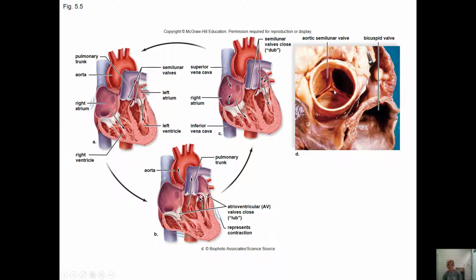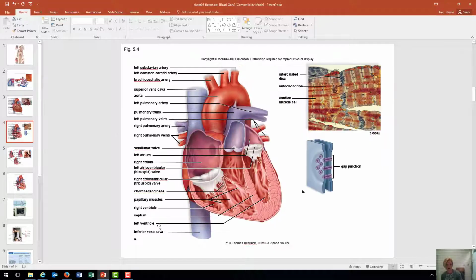Here we can see a cross-section view of the aortic valve. That aortic valve is under a lot of pressure, because the left side of the heart is the high pressure side, pumping blood to the whole body, not just to the lungs like the right side of the heart. We're going to look at an animation now, and we'll see how those valves work in action.